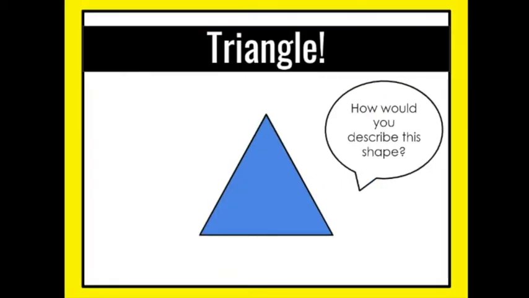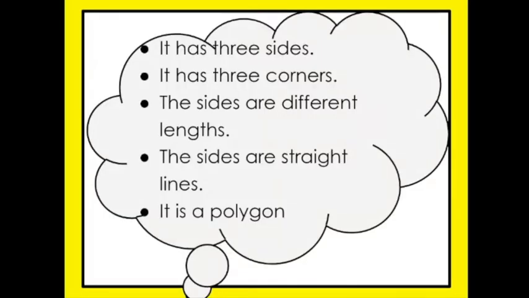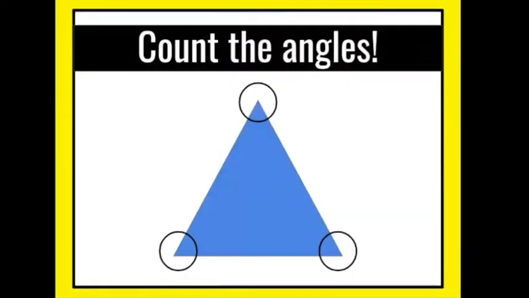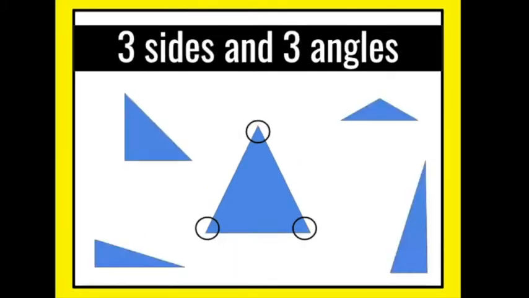Let's look at some shapes. This is a triangle. How would you describe this without using the word triangle? You might say it has 3 sides, it has 3 corners, the sides are different lengths, the sides are straight lines. It is a polygon. You'd be correct. Let's count our angles. 1, 2, 3. Triangles have 3 sides and 3 angles.